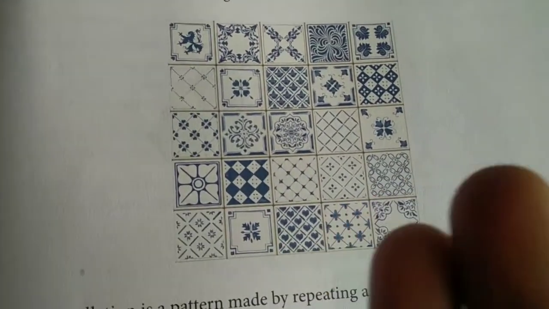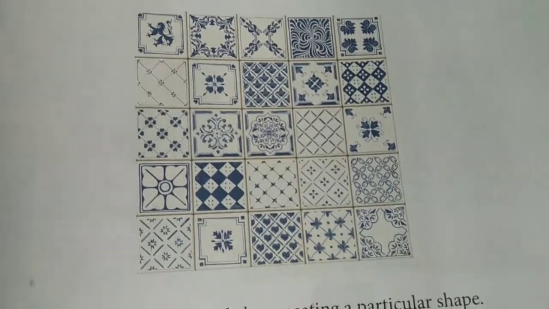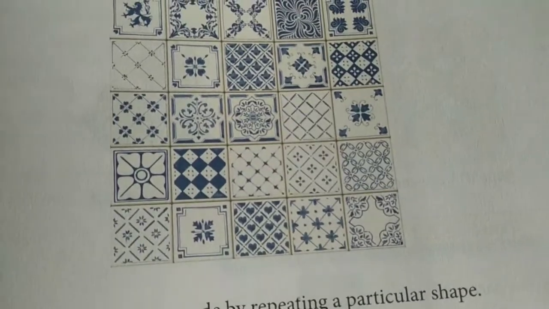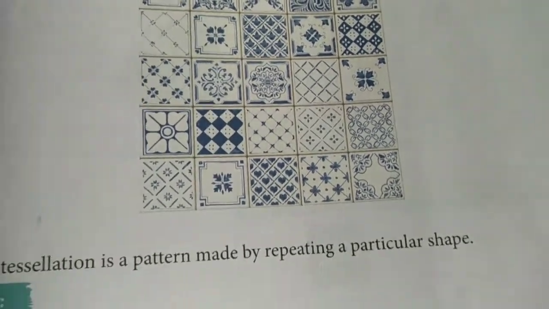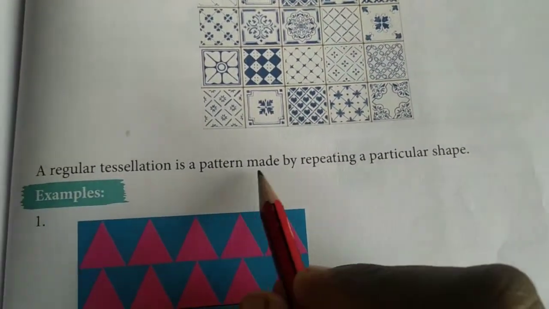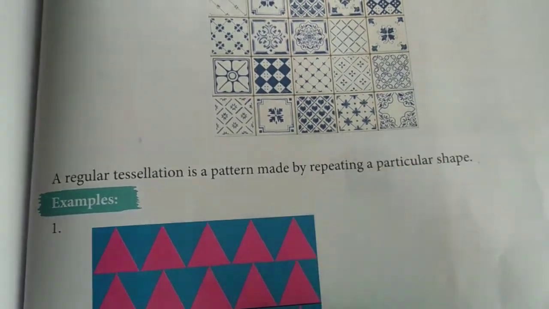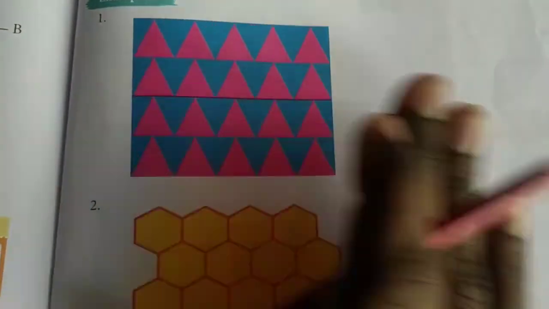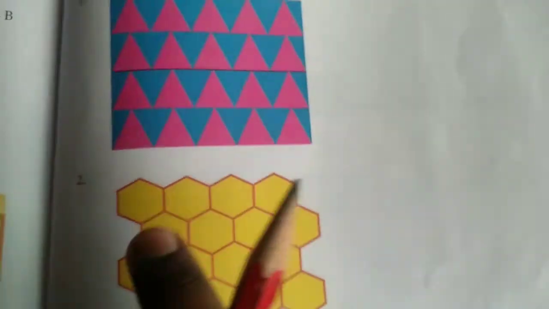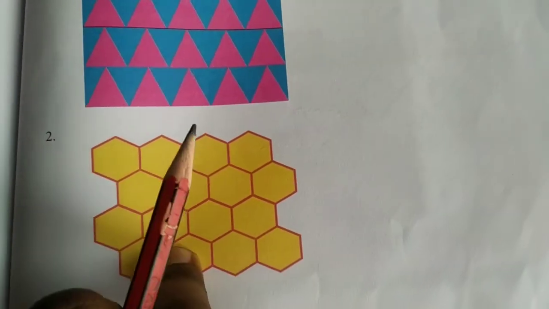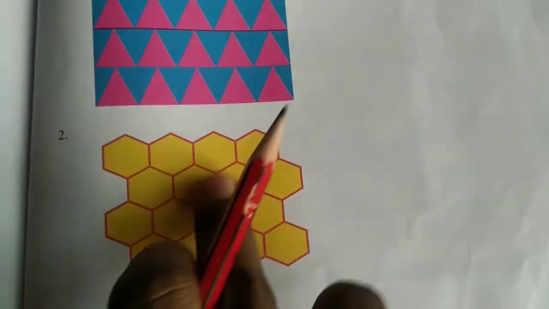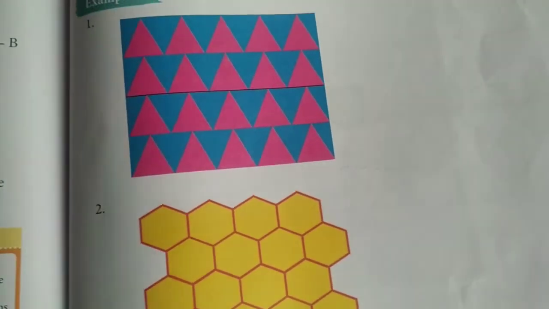In your home it is there, right? How are tiles arranged? Whenever they arrange the tiles, how do they arrange them without gaps and overlaps? A regular tessellation is a pattern made by repeating a particular shape. These are some examples. Seeing this, what comes to your mind? It's just like interlock in your home, right? Yes, this is the concept of tessellation.